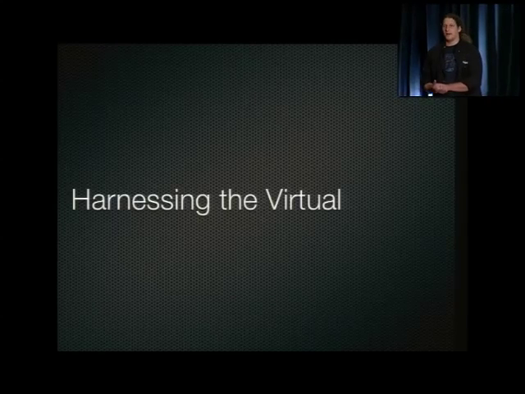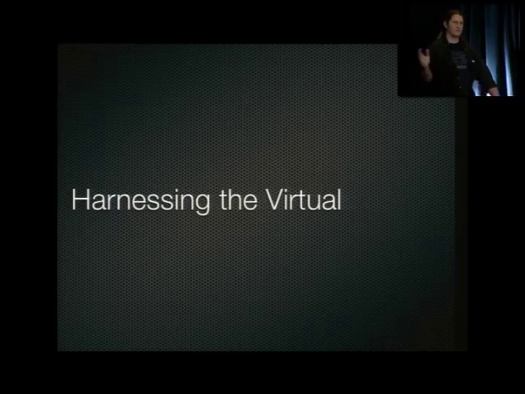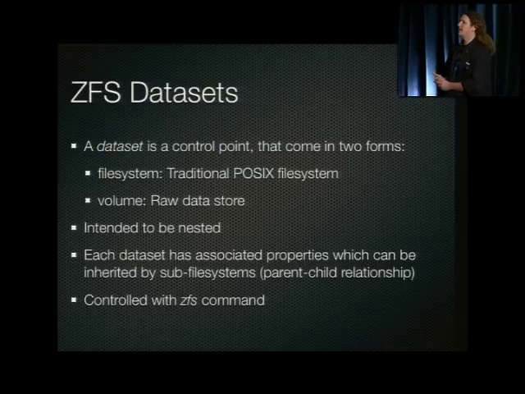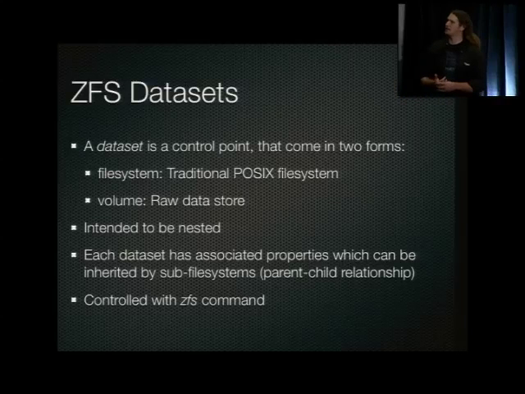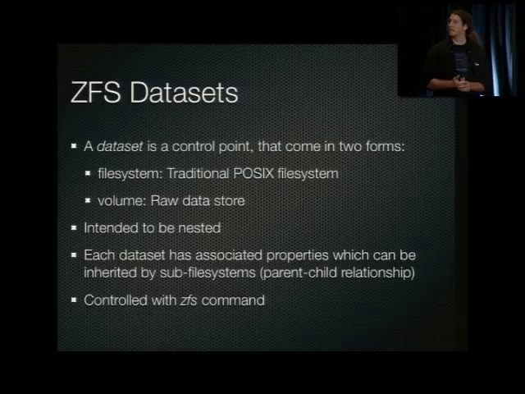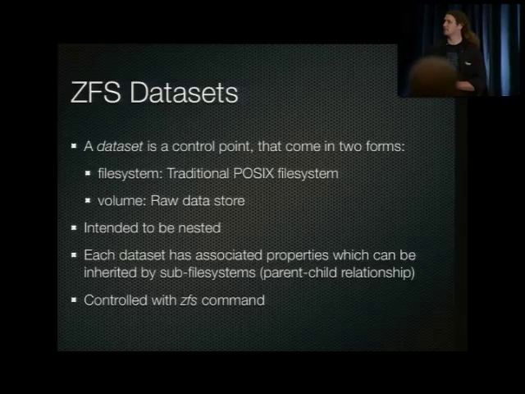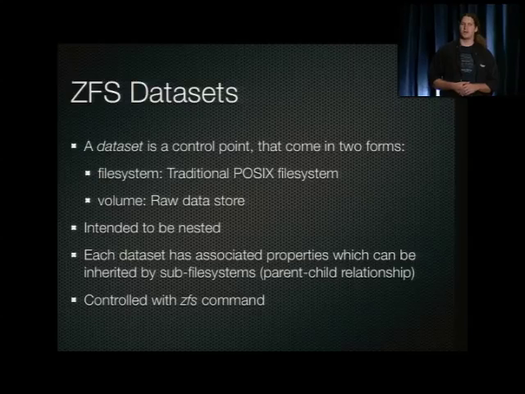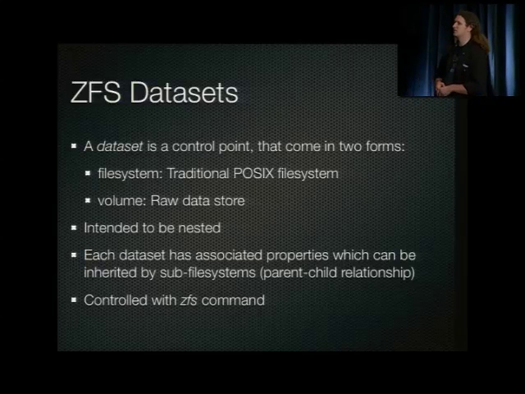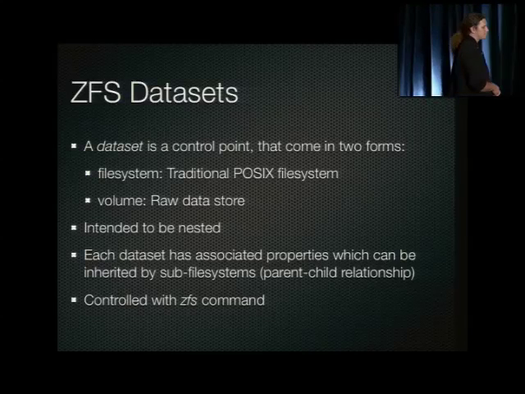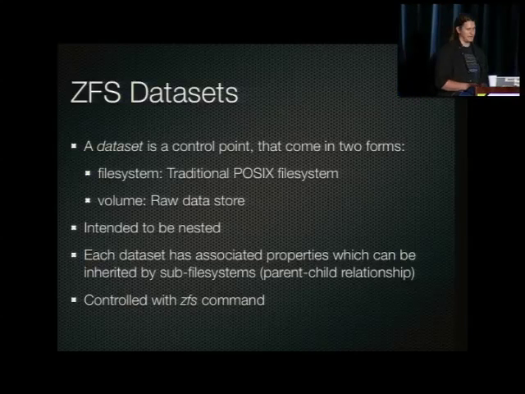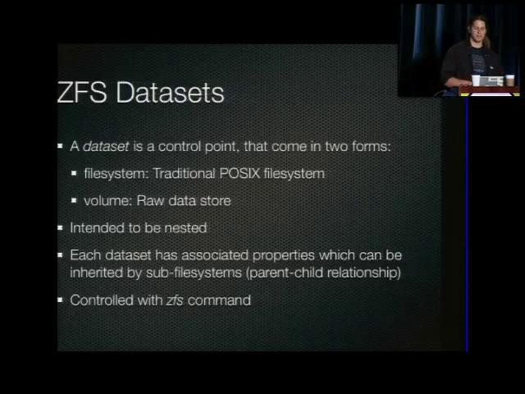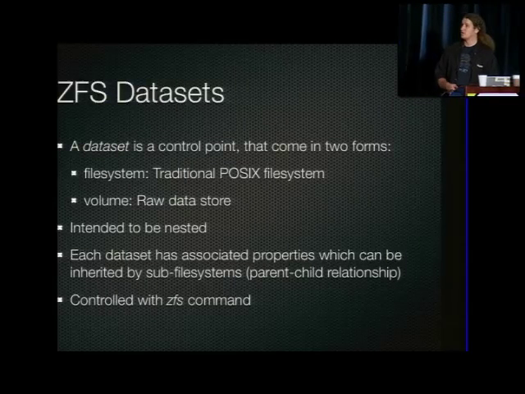So now we're going to talk about harnessing the virtual. There are bad ninja skills. So we're talking about ZFS Datasets. Datasets are a control point, and they come in two varieties: file systems, which is a traditional POSIX file system, and volumes, which is a raw data store available as a block and a character device. They are intended to be nested, and each dataset has associated properties which can be inherited by sub-file systems in a parent-child relationship. It's good inheritance. And it's all controlled by the ZFS command.